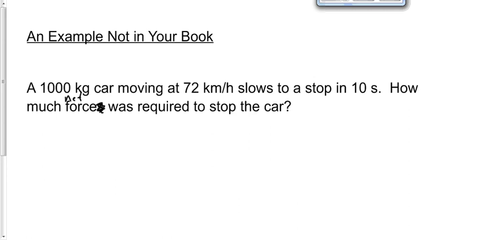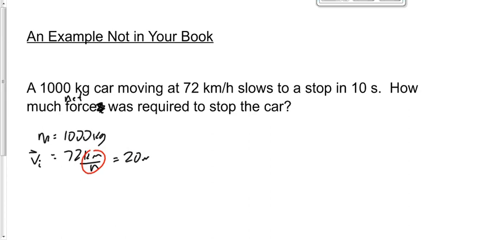Okay, now that we know what's going on in the question, let's write down some givens, and then we'll try to figure out which equation or equations are going to help us to solve this. We have a mass of 1,000 kilograms. We have something that's 72 kilometers per hour. Can you tell me what that is? V, velocity what? It's not just velocity. Velocity initial, it's going to be VI, yeah. And of course, we're going to want to convert that to meters per second. We're going to do that by multiplying by 1,000. 72,000 divided by 3,600 gives me 20 meters per second.